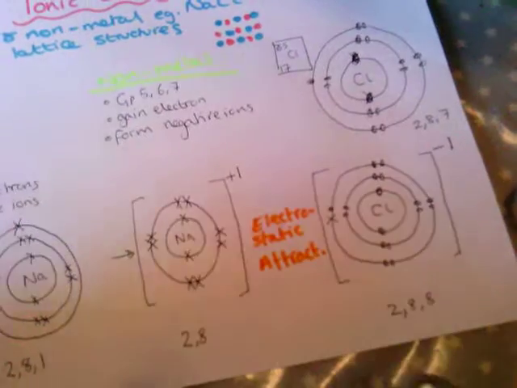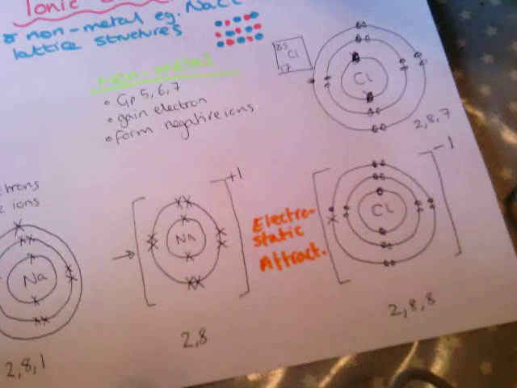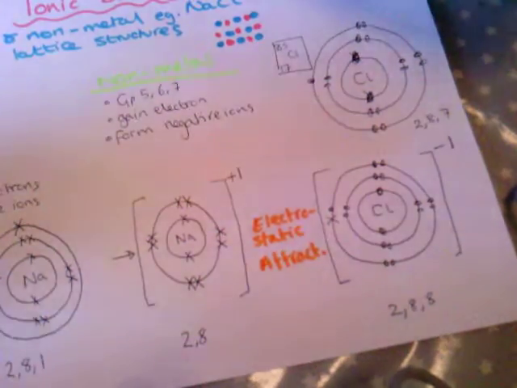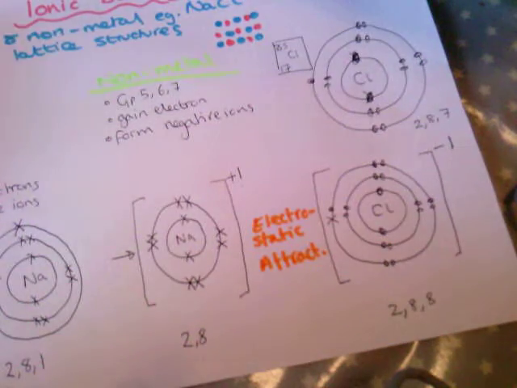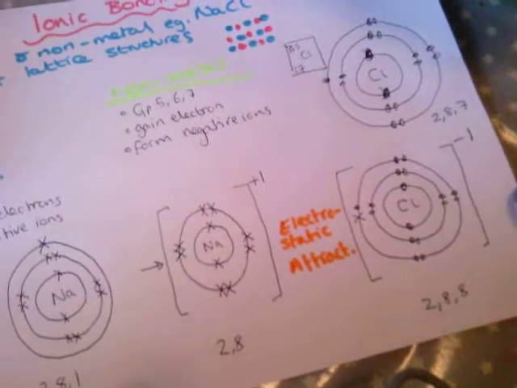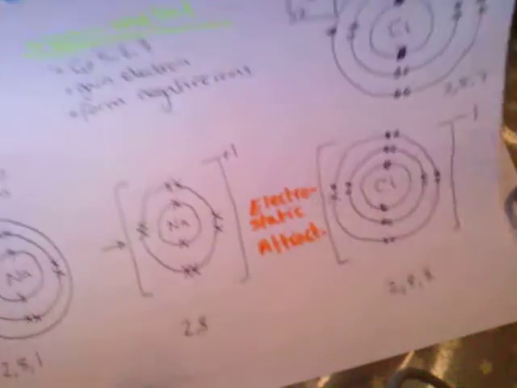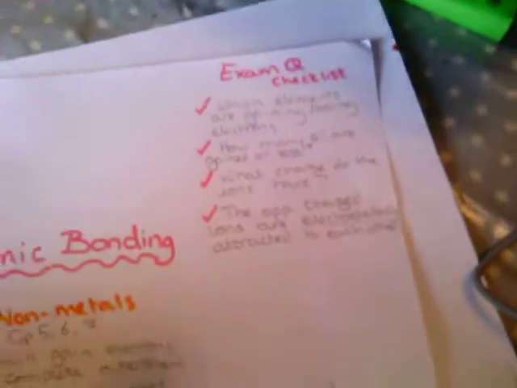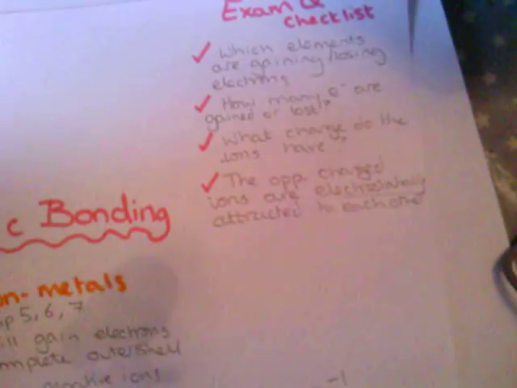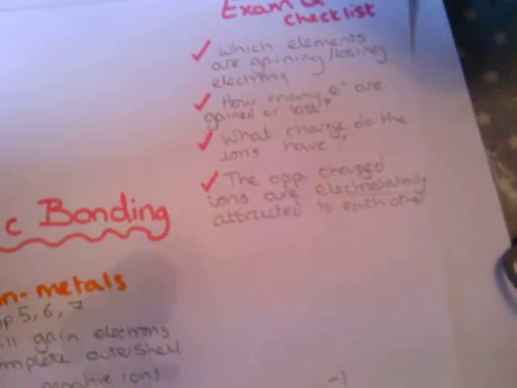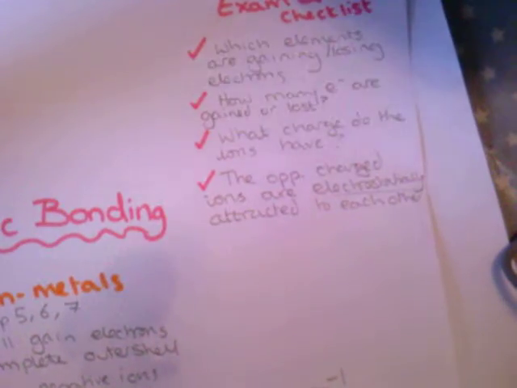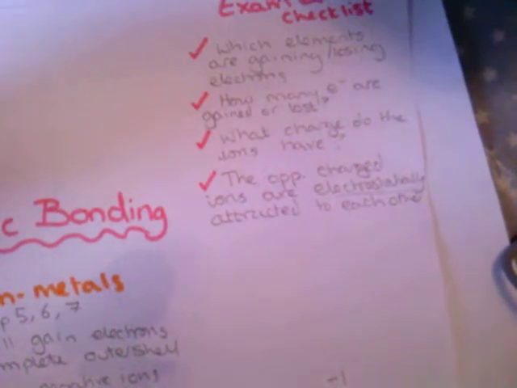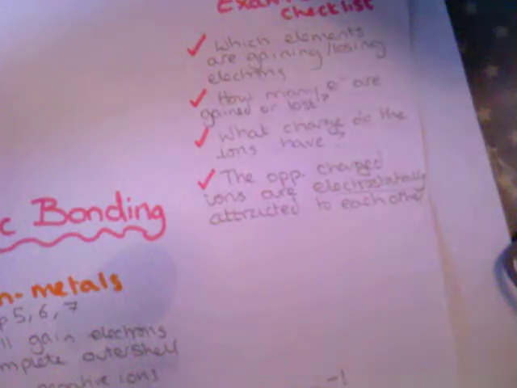They quite often ask you to describe the bonding between a metal and a non-metal, and they'll give you an example to talk about. And there's a kind of checklist of things you need to consider. So have a little think about that. Key things. Which elements are gaining or losing electrons? Is your first point. How many electrons are being gained or lost? Second point. What charge do those ions now have? Because they're no longer atoms, they've lost or gained an electron, so they're ions.